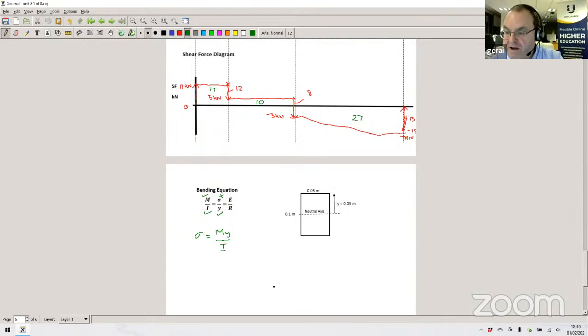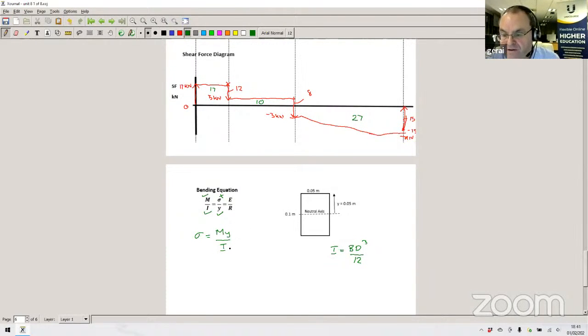Now, the second moment of area for a rectangle, I, is simply b d cubed over 12. You're not expected to remember that in any way. You would always have to look that up in tables. That's a standard equation for bending. Different shapes, such as circles, have a different I value, but that's for another unit. At the moment, that's the second moment of area for a rectangle.